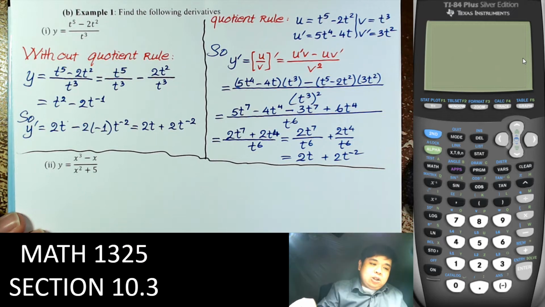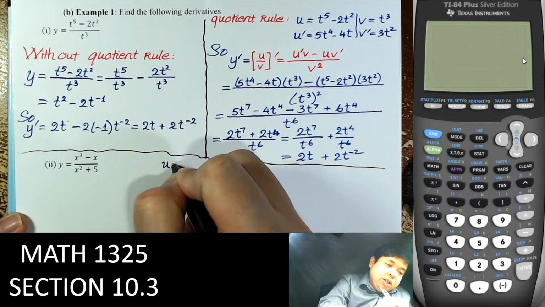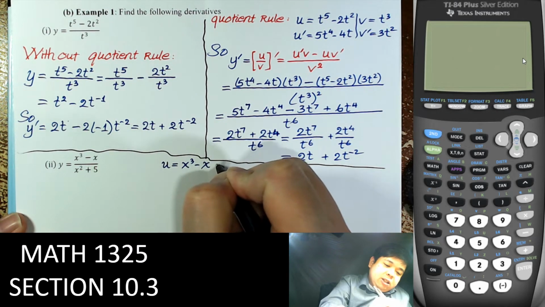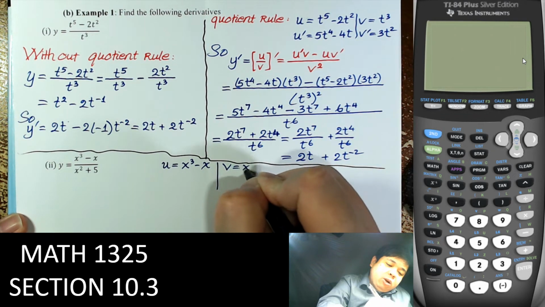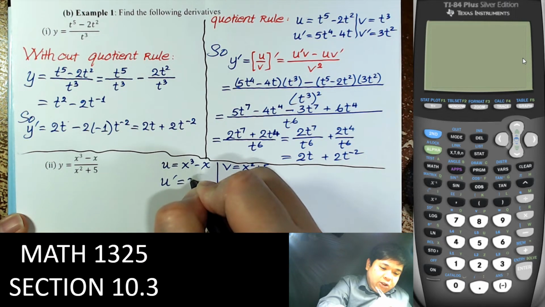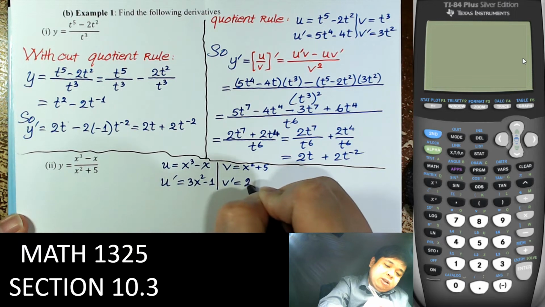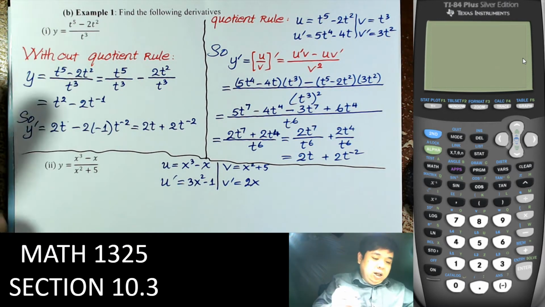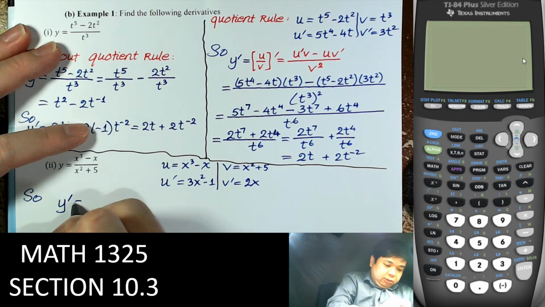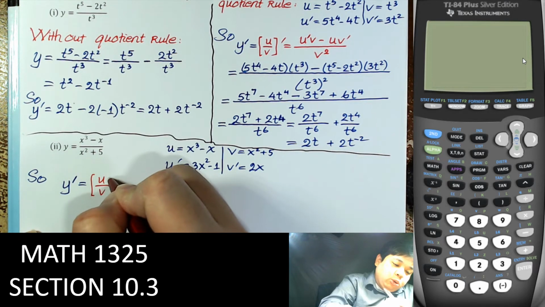Alright, so quotient rule. Let u be the top, x cubed minus x, and v be x squared plus 5. We take the derivative. That gives us 3x squared minus 1, and the derivative here is 2x. Right, so the derivative of the quotient. Of course, it's the quotient rule.